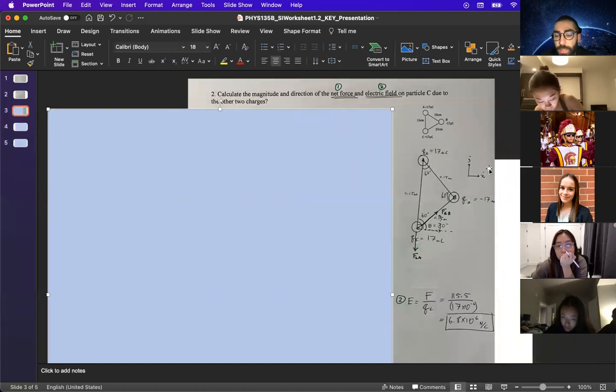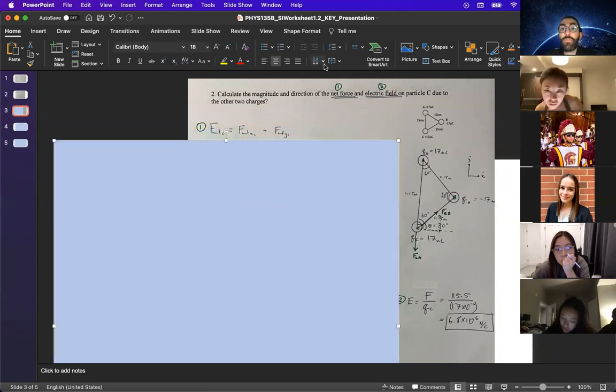I drew my coordinate system and I have to draw my forces. So let's first start with the force that QA imposes on C. Same as plus charge, it points away. Here, this is a negative, points towards. The only difference between the last problem is now we have this force acting in 2 dimensions. There's both a Y component and an X component.